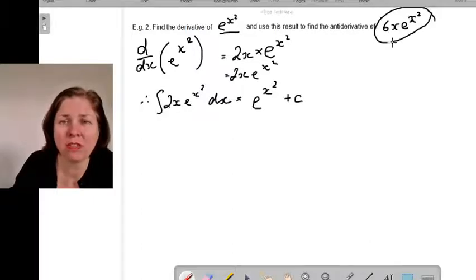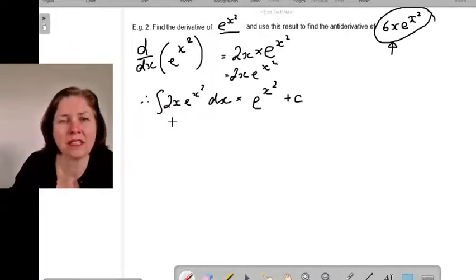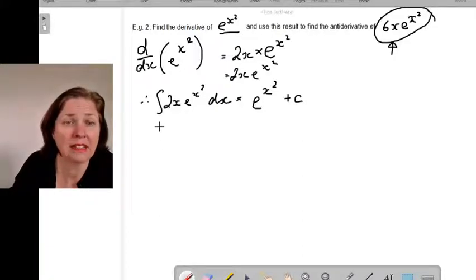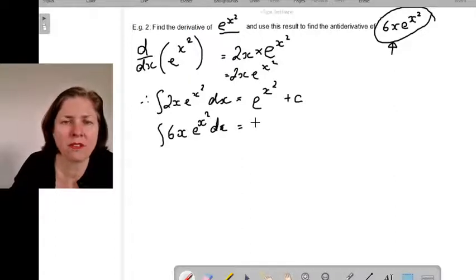I'm actually really close to finding out the antiderivative of 6x times e to the x squared. So all I need to do is multiply both sides of this equation by 3. If I multiply the left side by 3, I'm going to end up with a 6 here instead of a 2. So that's 6x e to the x squared dx. And on the right hand side, if I multiply by 3, I'll just get a 3 here times e to the x squared plus c.